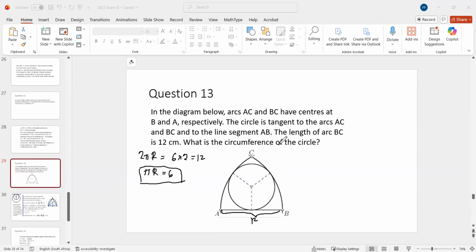But the question here is, what is the circumference of the circle? In other words, what is the circumference of the small circle? Now that circumference will be, the radius is small r here. So we need to work out what is 2 pi small r. Now to do that, you need to work out small r. The only thing we have is capital R.